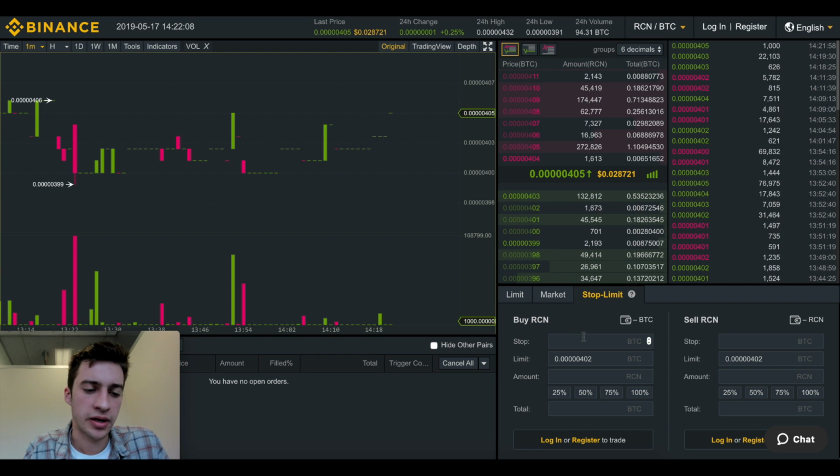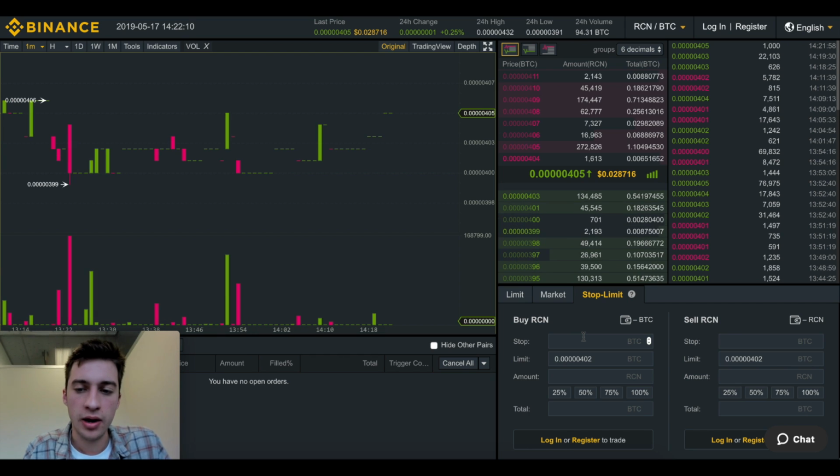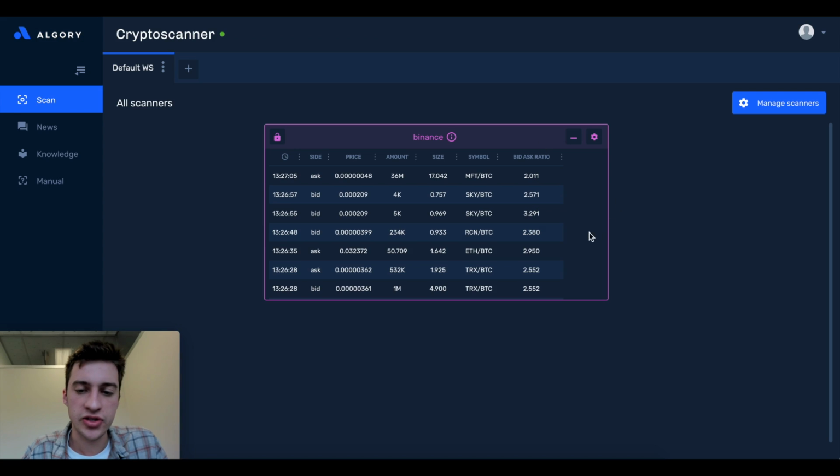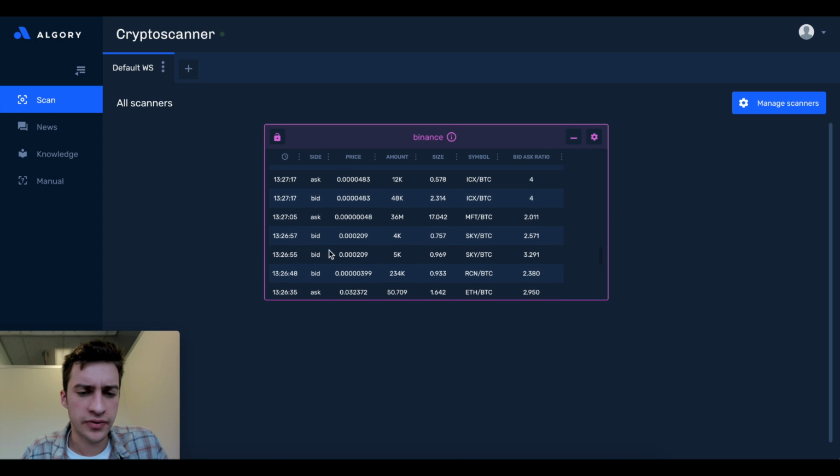I know that the fees on Binance are very, very small, but remember, I'm just showing you one strategy that you can use. There's a ton of different kinds of strategies that you can scan for, but this is just one of them. We can look at other signals as well. So if we were to look at even like, whatever, SKY BTC, at 1326, we had a pretty large bid imbalance where it was 3.291 ratio higher than the offer.